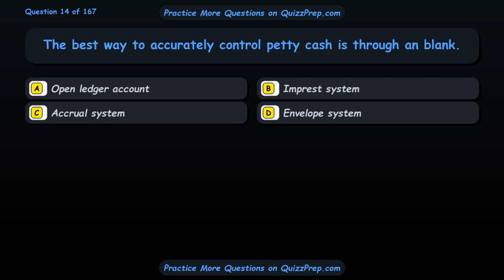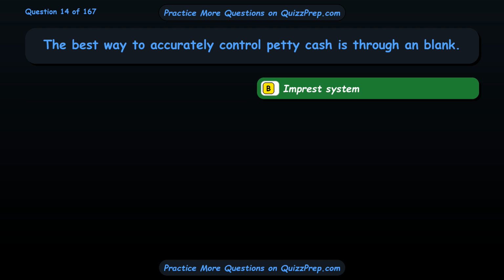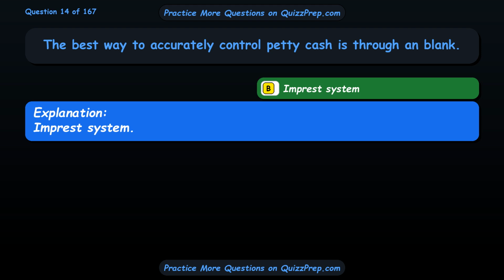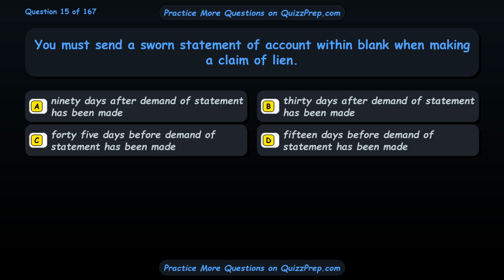Question 14. The best way to accurately control petty cash is through blank. Option A, open ledger account. Option B, imprest system. Option C, accrual system. Option D, envelope system. The correct answer is option B, imprest system. Imprest system.